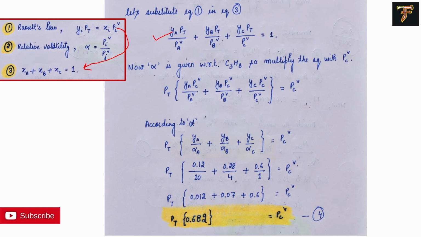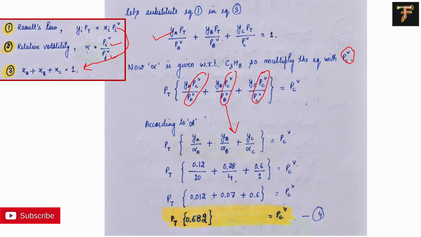Now we know that the relative volatility is with respect to propane, and that relative volatility is the ratio of the vapor pressure of a component to the vapor pressure of a second component, and we already know the value. So it is better to write that equation in that manner. I multiplied the whole equation by PCV, the vapor composition of propane. If you write it down, you will reach these 3 values, which are the relative volatilities. So the equation will be like this.